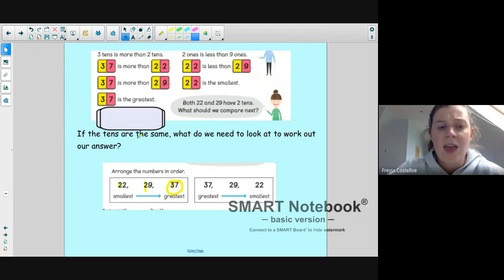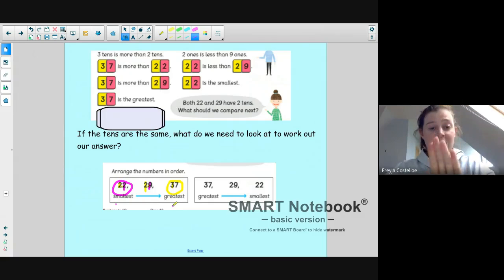If our tens are the same, what do we need to do next? To work it out, we need to look at the ones. We've got 2 ones there and 9 ones here, which is the smallest out of those numbers. 2 or 9? It's 2, isn't it? So these numbers are in order from smallest to greatest already. We don't need to work that out. 22, 29, 37. Pause the video and see if you can do the next one on your own.